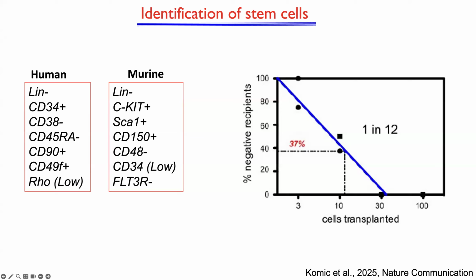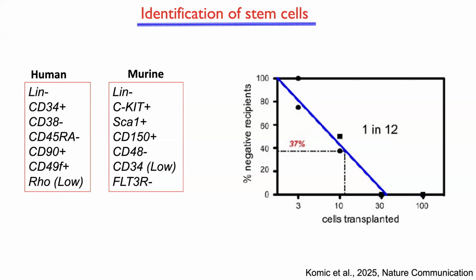Okay. And recently, people have come up with additional markers like CD273, which further enhances the enrichment of HSCs, sometimes up to 1 in 2. But again, it's not a definitive proof that they're all HSCs. How do you know that? There is an assay to quantify HSCs. It's called limiting dilution assays.